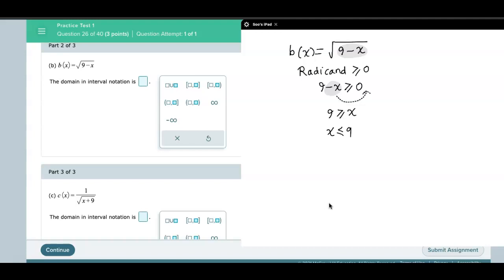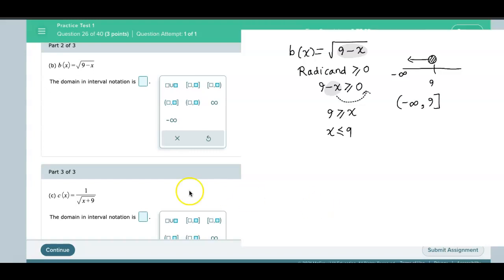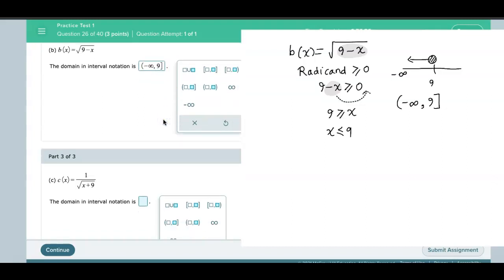That's what I got. So, number line with the 9 as a closed circle, but 9 is bigger than x, so x is smaller than 9, so we go to the left side. If I go to the left, we have negative infinity. So I'll have negative infinity first. I'll put the 9 with the square bracket after it. So let's type that in. Negative infinity and 9 with the square bracket after it.